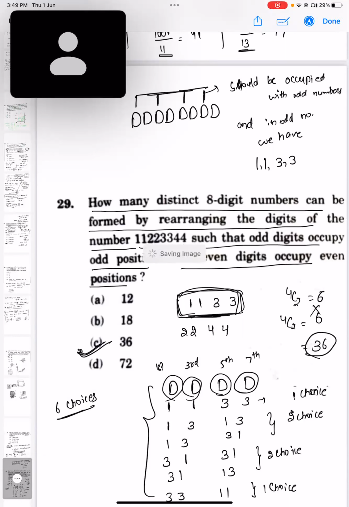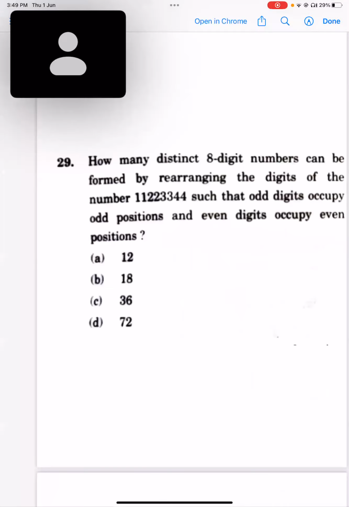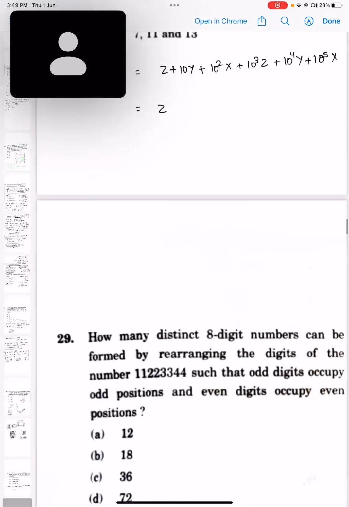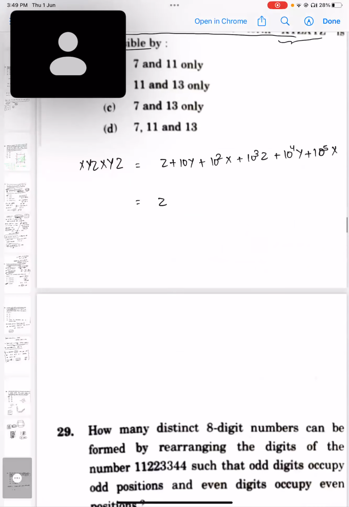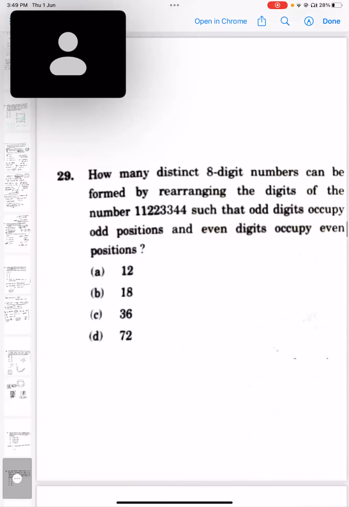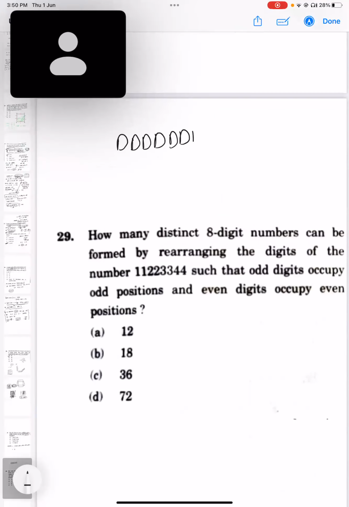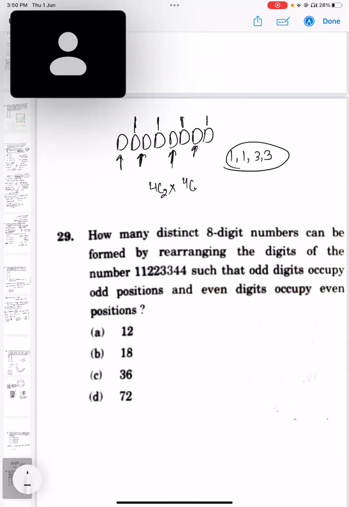So you have to do the combination part here, for the 1st, 3rd, 5th, and 7th positions, and the choices are 1, 1, 3, and 3. So 4C2, and the same for the even positions, 4C2, which is 6 into 6, which is 36. 36 is the right answer. Fine. Let us proceed to the next question.